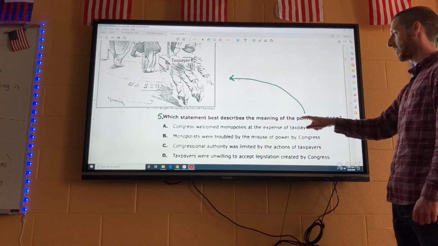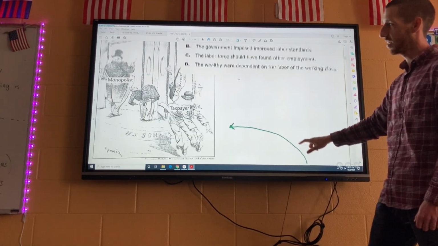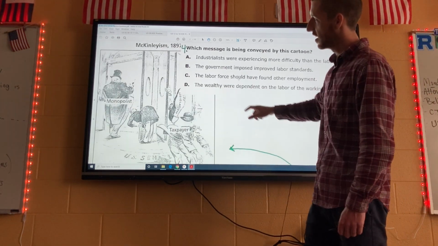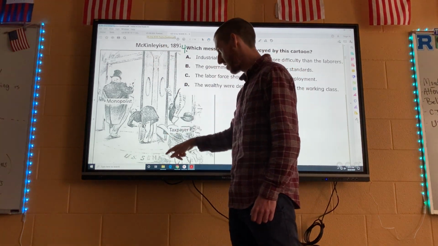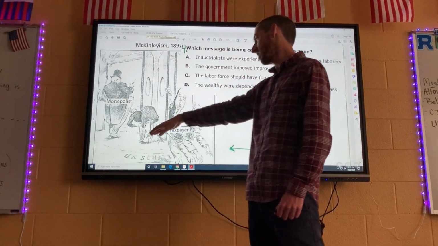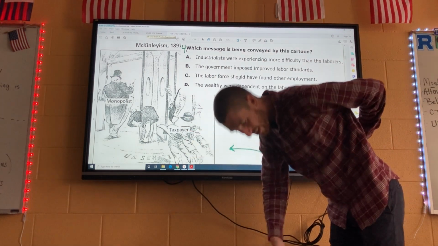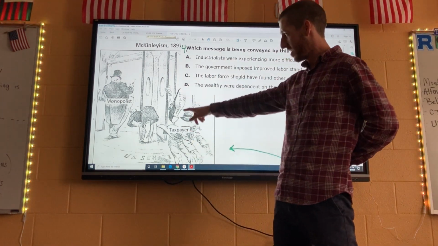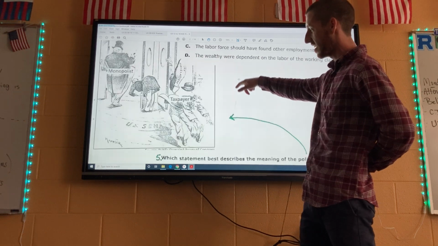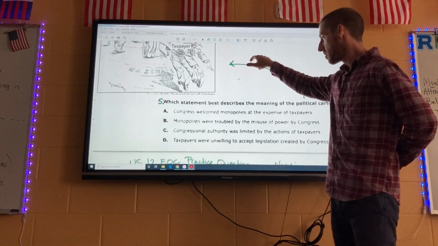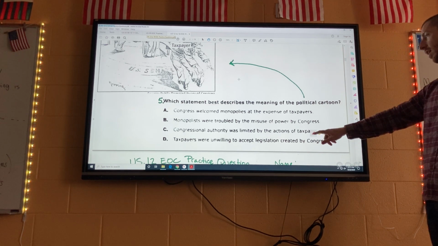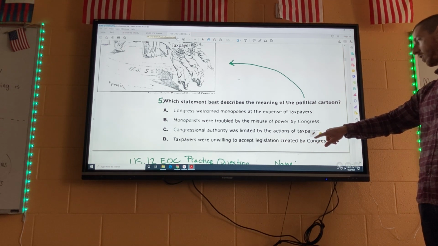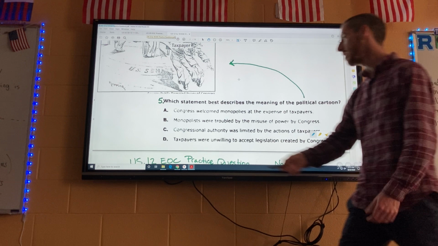All right, number 5, it goes with this cartoon right here, so let's take a look. Here is the door to the Senate, the U.S. government. Oh, there it is, U.S. Senate here. The monopolist is walking in, and the guy's bowing down, like, yay! And there's a foot that says legislation kicking out the taxpayer, the common man. So which statement best describes the meaning of this political cartoon? And your answer is going to be A.